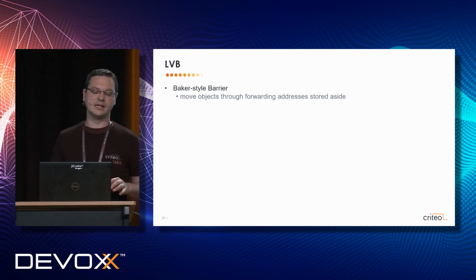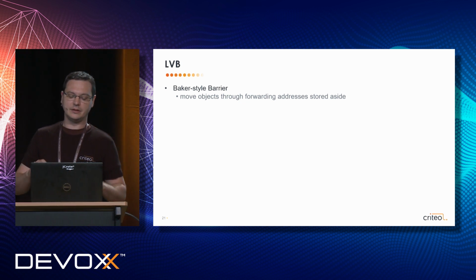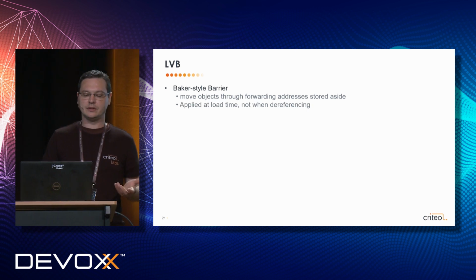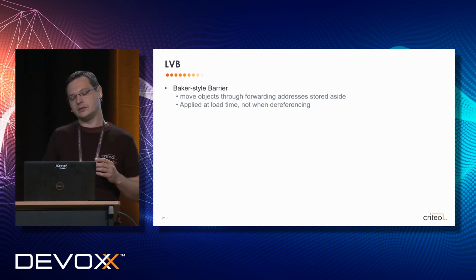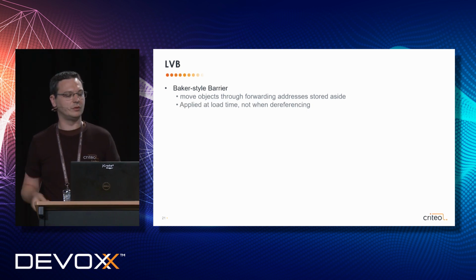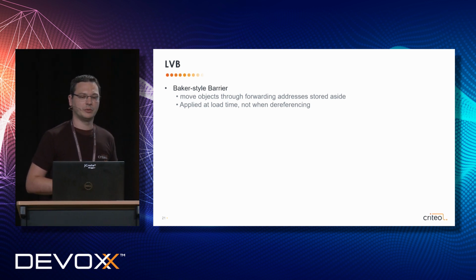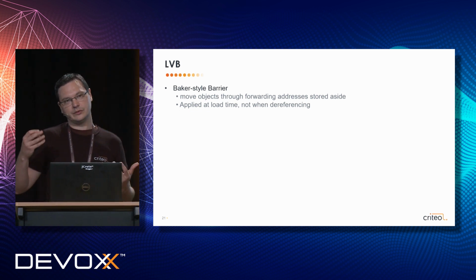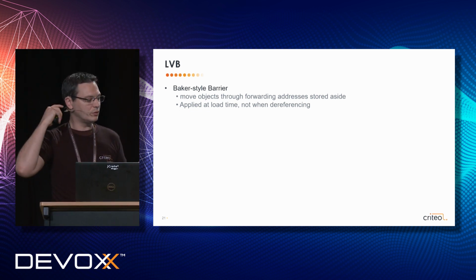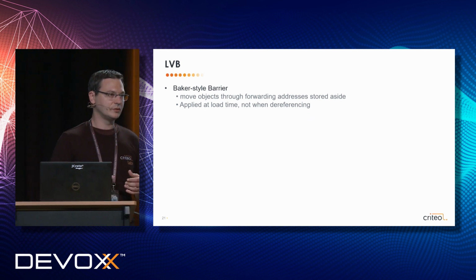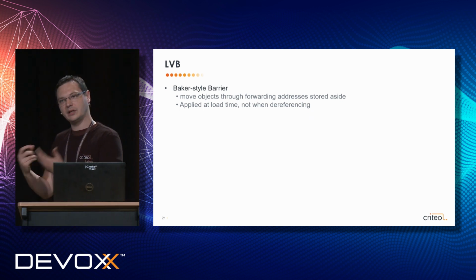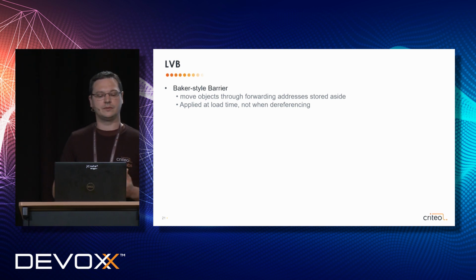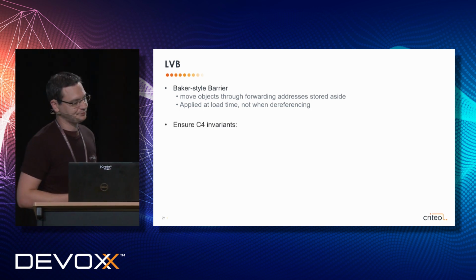So it's in native code, basically, in native space. And we use this address to forward, to get the location of the objects that were relocated. It's applied at load time. It means that we load a reference and then we check this barrier at this moment. So it's not when we dereference, like for a Brooks pointer, it's just when we load a reference, we check if the barrier is broken or not.